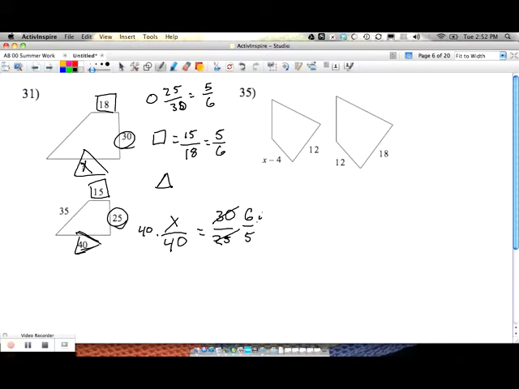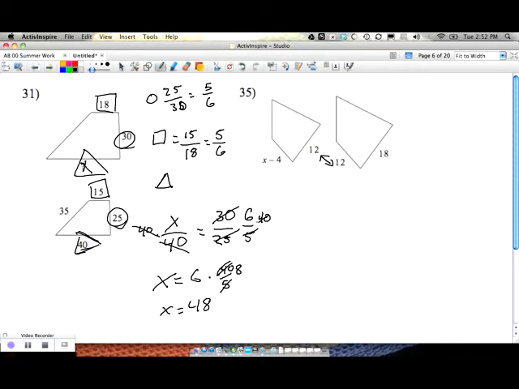I need to get rid of this 40, so I'm going to multiply both sides by 40. Because 40 over 40 simplifies to 1, I'm left with just X. On the other side, 40 and 5 are going to simplify. So I'm going to have 6 times 40 over 5. What does that simplify to? Well, 5 goes into 40 8 times, so it's just 8. Then X equals 6 times 8, which is 48.